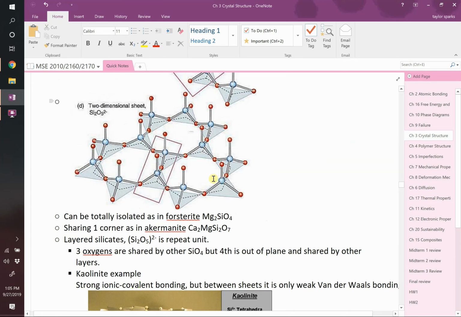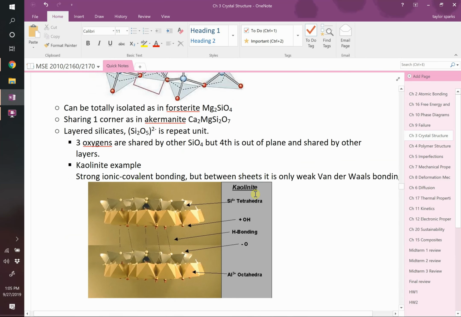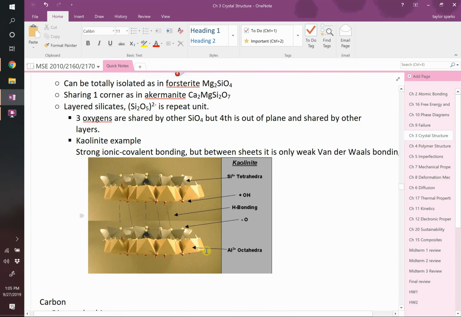You have layers of that, and then connected to that, you almost always have an aluminum hydroxide layer, like this. So these are AlO6 octahedra that are sharing, is that a corner, an edge, or a face? What does it look like they're sharing? They're sharing an edge. So this is an edge-shared aluminum hydroxide layer.